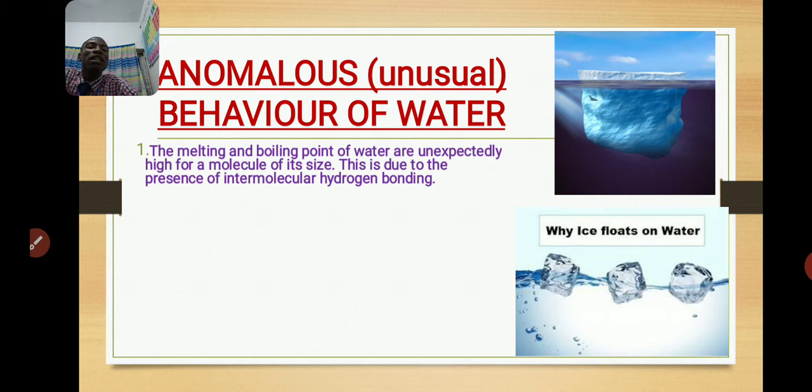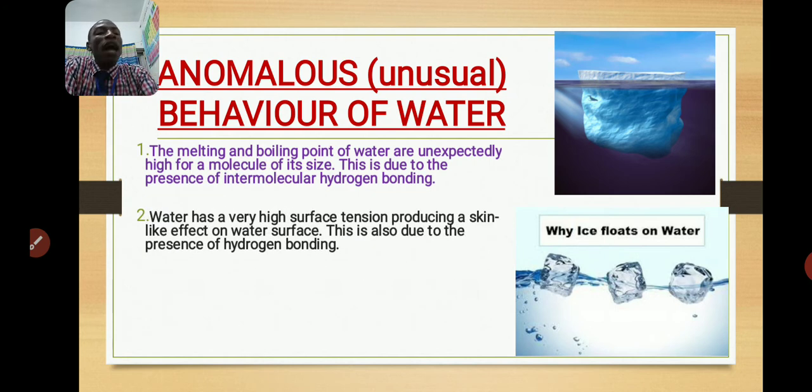Number one, the melting and boiling point of water are unusually high. Water is just a molecule of 18 grams, but the boiling point is 100 degrees Celsius. That is an unusual behavior. What causes this high boiling point is the ability to form hydrogen bonding. Don't forget that there's hydrogen bonding inside water. We said it from the beginning of this class. So that hydrogen bonding makes water have an unusually high boiling point.